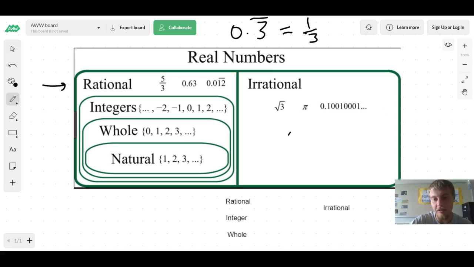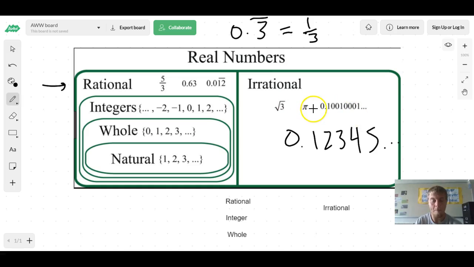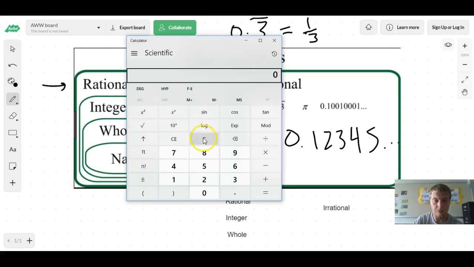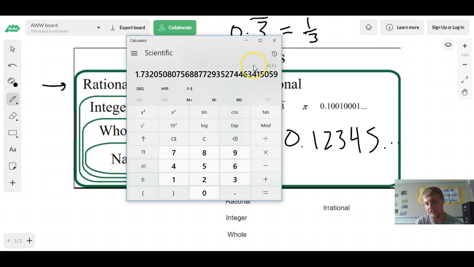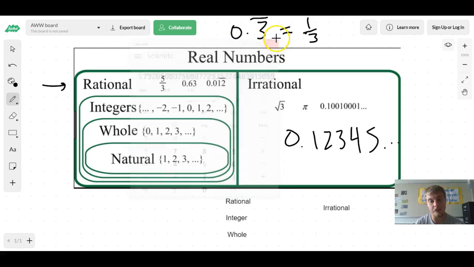Another example that we could put in the irrational group would be something like this. It keeps going on and it doesn't repeat. Pi is 3.1415, and a whole bunch of numbers that don't repeat. Radical 3, the square root of 3, is also a whole bunch of numbers that don't repeat. So irrational is anything that's not rational, or anything that can't be written as a fraction.